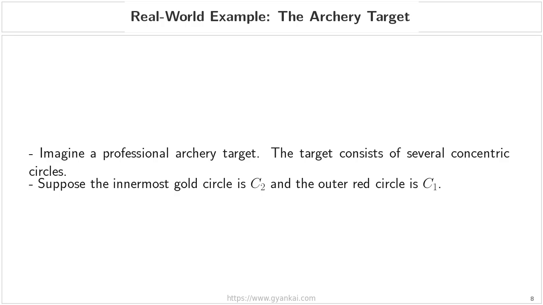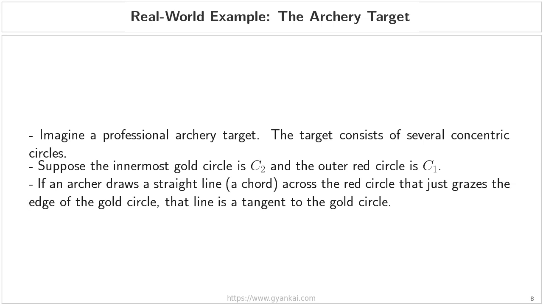Let's apply our notation to this target. Suppose the innermost gold circle represents our smaller circle, which we've called C2, and the outer red circle represents our larger circle, C1. Now, imagine an arrow or a straight line drawn across the red circle.